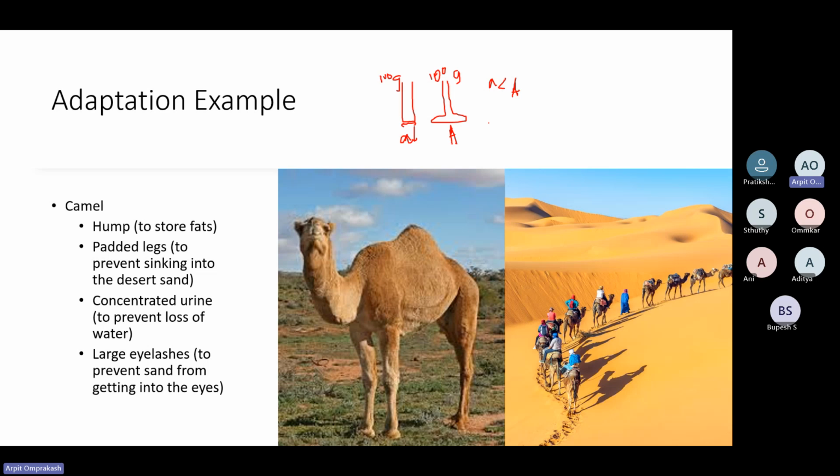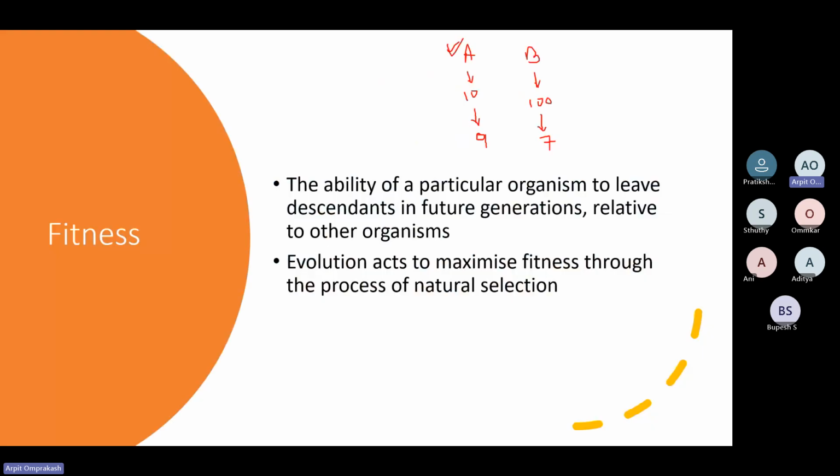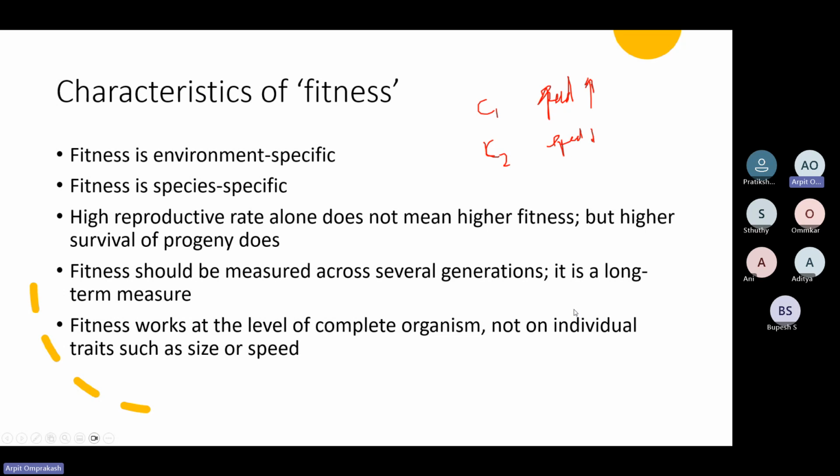We talked about examples of adaptation such as camels. They have multiple adaptations to survive in deserts, such as the hump, fatty legs, concentrated urine, and large eyelashes. We talked about fitness, which is defined as the ability of a particular organism to leave descendants in future generations relative to other organisms. So how many descendants are you leaving in relation to other organisms? Evolution acts to maximize fitness through natural selection. That is the theory of evolution.